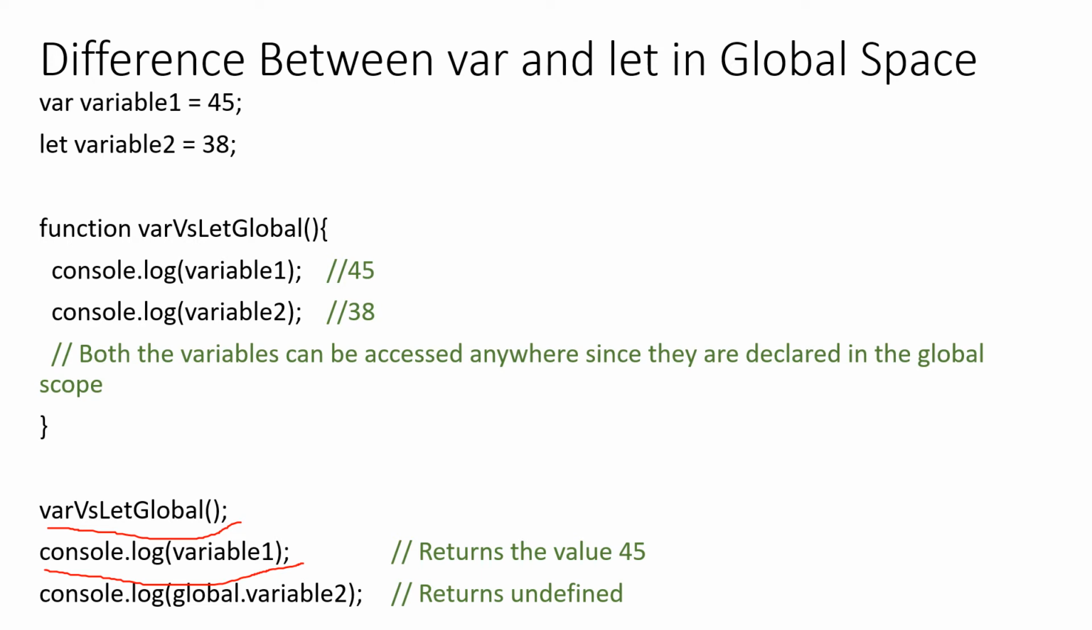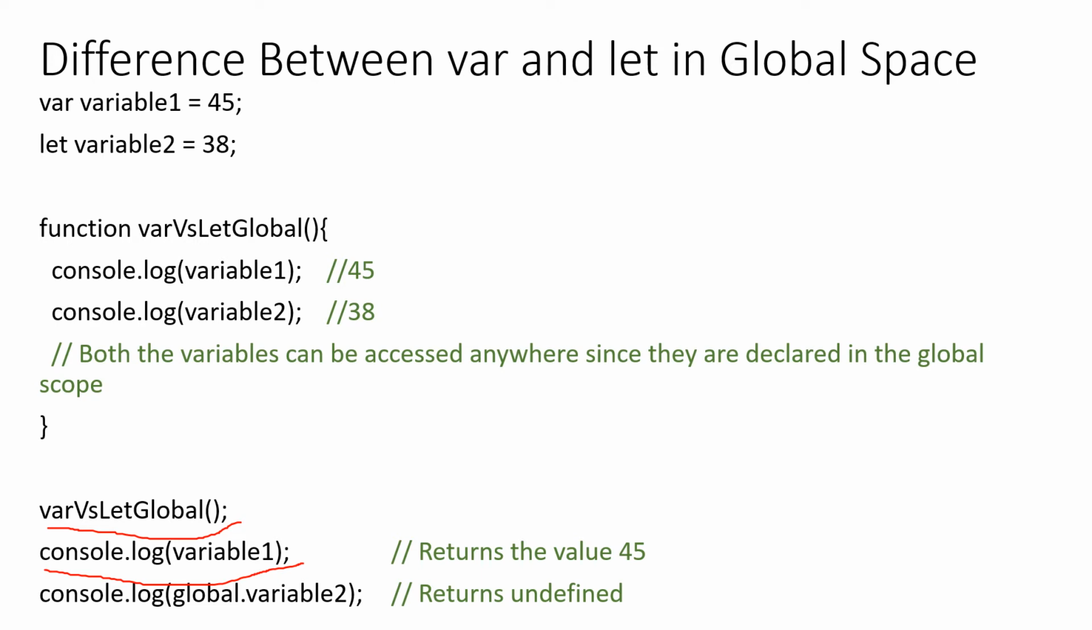This is because variable 2 is declared with the data type let. With let, any variable you declare in the global space is not actually in the global space; it has a different space, called a block space rather than a global space. So even if we do global.variable2, we cannot access it, because it is not in the global space.